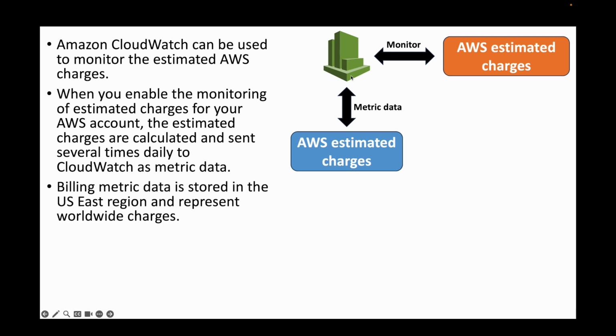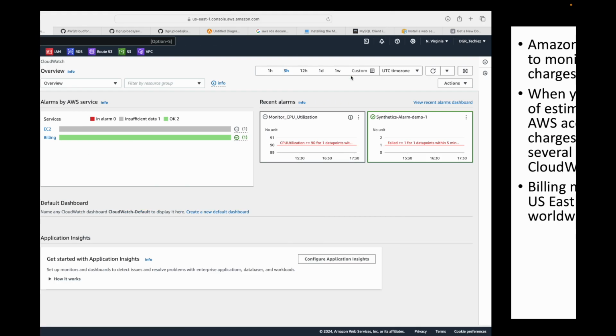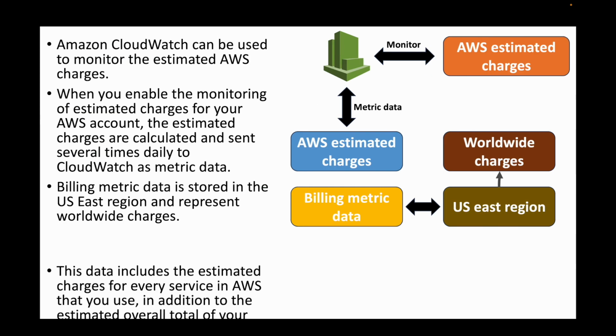All right. So now this billing metric data that we have, all this data will be stored in the US East region, and this represents the worldwide charges. So basically, we know that AWS has multiple regions, right? So we have different regions, but all the charges for all of these regions will be stored in the US East region, which basically represents your worldwide charges. So the billing metric will be available in the North Virginia region.